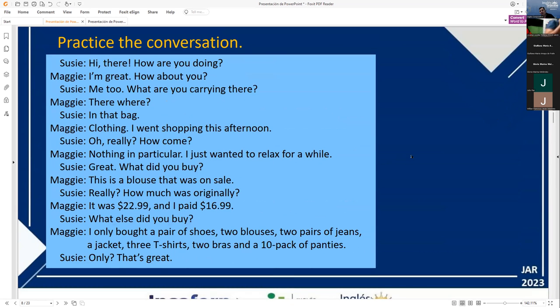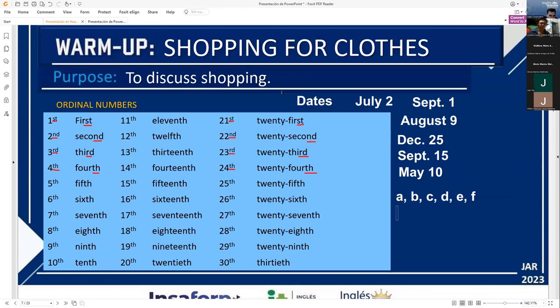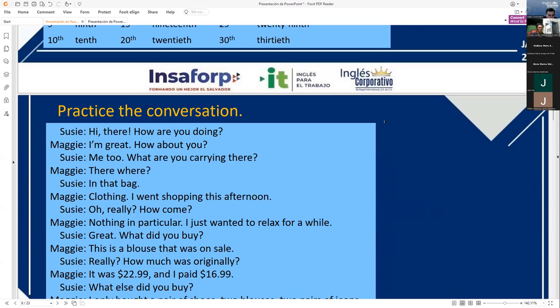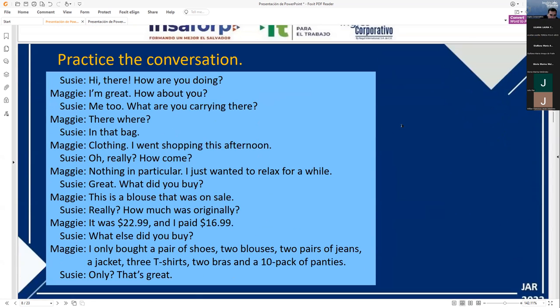Okay. Practice this conversation. You remember the topic is shopping, right? Shopping for clothes. Susie, okay, he says, hi there, how are you doing? I'm great, how about you? Me too. What are you carrying there? There where? In that bag. Clothing. I went shopping this afternoon. Oh, really? How come? Nothing in particular. I just wanted to relax for a while. Great. What did you buy? This is a blouse that was on sale.